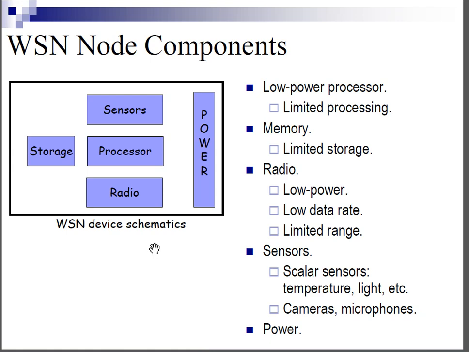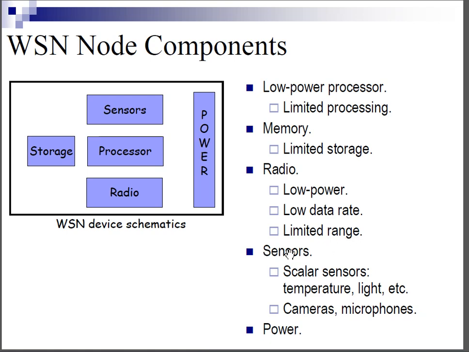We have a processor, of course, which is a low power processor. It's limited processing. You cannot do large processing on this kind of sensor, of course. Your storage is limited, but we need the storage, of course. We have a radio, a processor, sensors, power, and so on. The radio is low power, low data rate, and also has limited range.